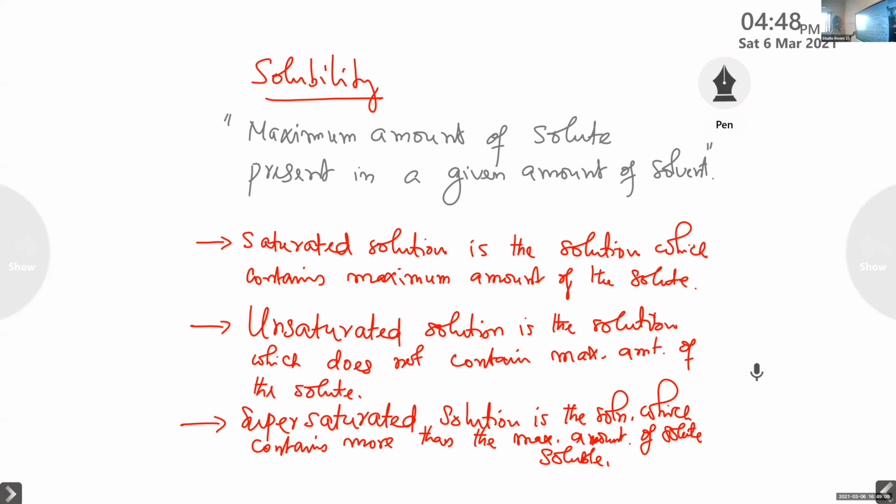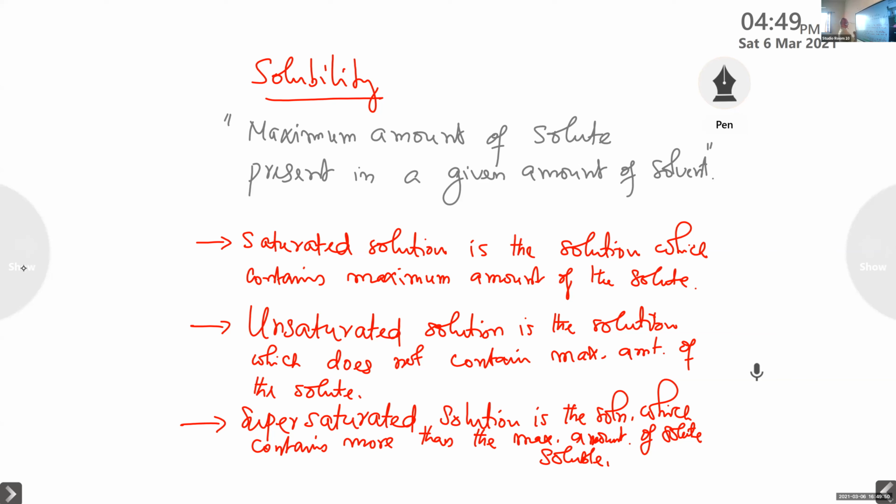Now you come to solubility again. Solubility is the maximum amount of the solute dissolved in a solvent, and such a solution is a saturated solution. So we can say solubility is the same as the concentration of a saturated solution. Maximum amount of the solute, so the concentration of a saturated solution will be the same as the solubility.